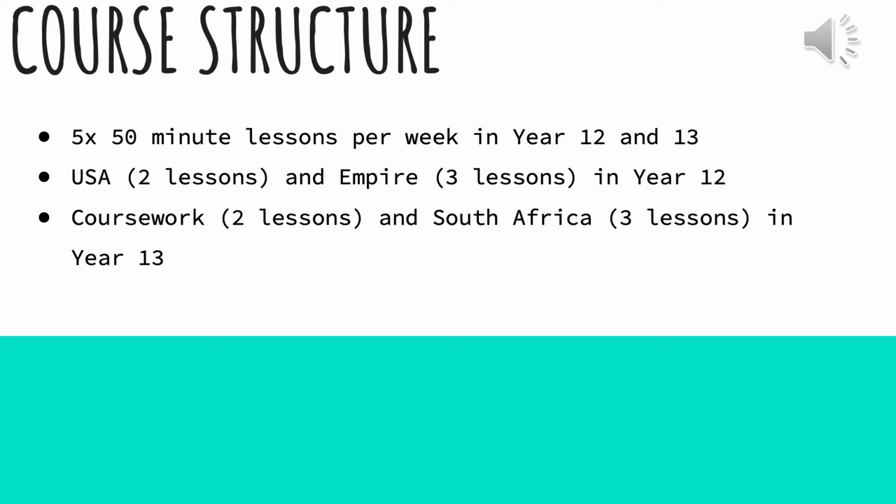So really simply, the course structure is broken up into 5 50-minute lessons per week in Year 12 and Year 13. In Year 12, you'll have USA for 2 lessons and Empire for 3 lessons. Your coursework in Year 13 will be 2 lessons and South Africa will be 3 lessons. Now we would expect, and I'll talk about this later, that aside from your 5 50-minute lessons, you would also be doing a number of hours of independent study and research around the topic too. So it's not just confined to those 5 50-minute slots.